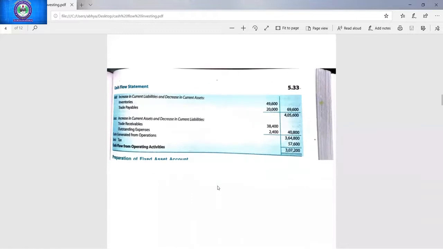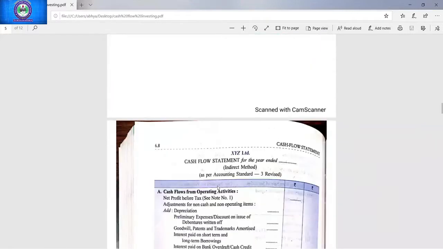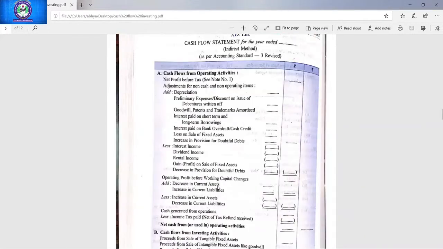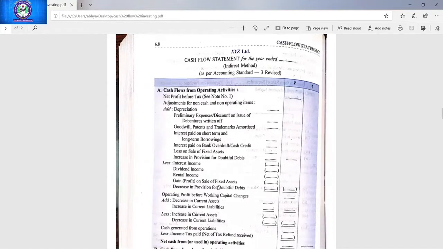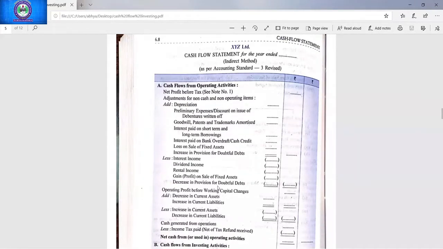So now one more question. Afterwards, we will be doing investing activity. So one more question, and you can see this is the complete format of cash flow statement. You can read it from your book later also. In this statement, part A, cash flow from operating activities are given.